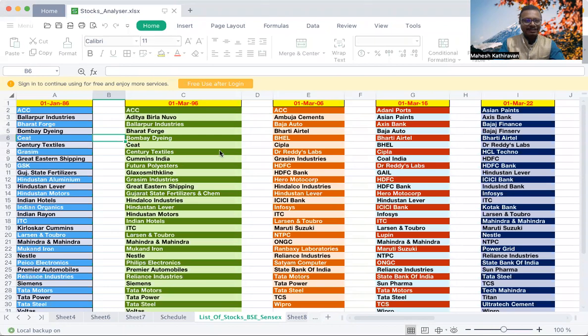Now, if you see the first of January 1986, these are the companies which were in the list of the BSE Sensex. You might remember, I think your parents or some of the old investors might know these companies: Hindustan Lever, Hindustan Motors, Indian Hotels, ITC, Kirloskar Cummins. Some of these companies are from the old times. Like in 96, you will see some of the companies were there, but they have fallen out. Okay, so this is the concept of what I am sharing with you.